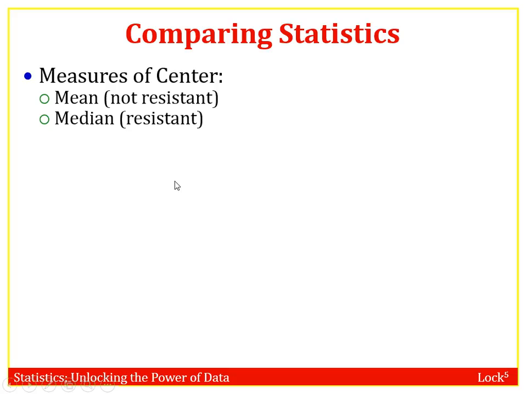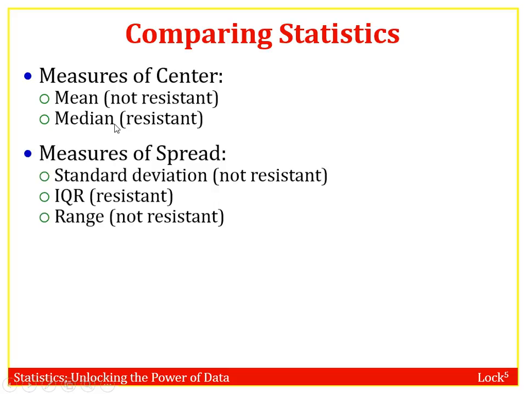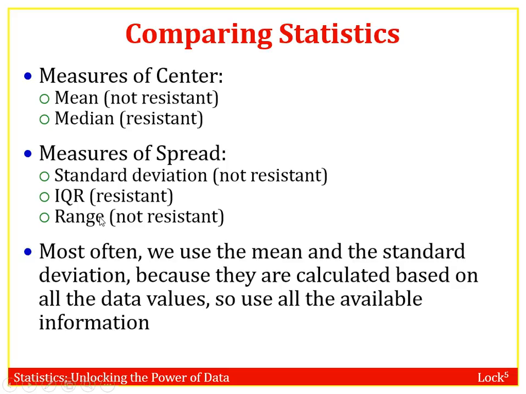So let's talk about comparing. When we are looking at measures of the center, we have our mean and we have our median. We have our measures of spread, our standard deviation, our interquartile range, and our range. We often use the mean and the standard deviation because they are calculated based on all the data values that we have. We can still use these other things, but it's often the mean and standard deviation that are used and recorded.